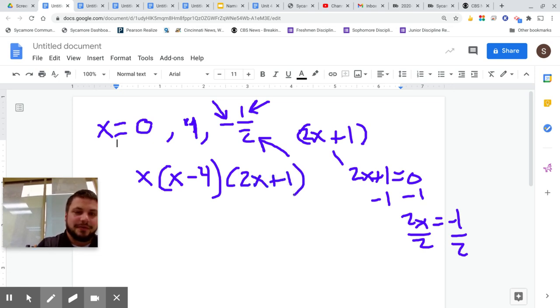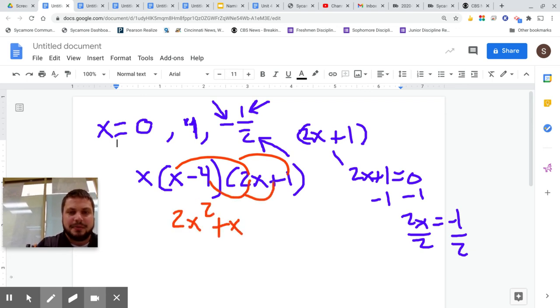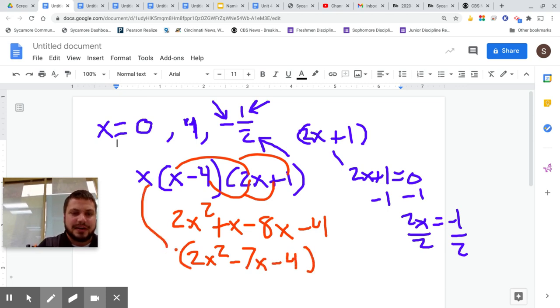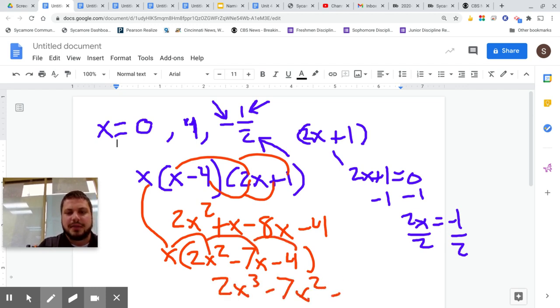Now here's what I'm going to do. I'm going to FOIL these two things together, the two parentheses, and then I'm going to distribute my x through. So I've got 2x squared plus x minus 8x minus 4. Okay, that's 2x squared minus 7x minus 4. And now I'm going to distribute this original x through to get my final answer of 2x to the third minus 7x squared minus 4x.